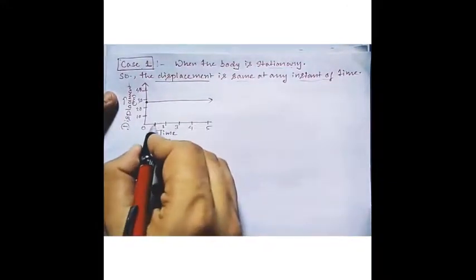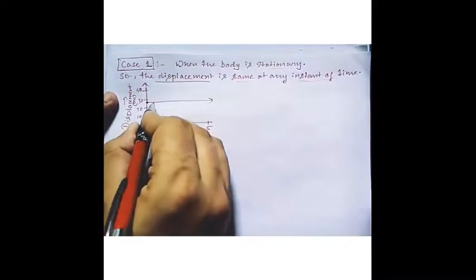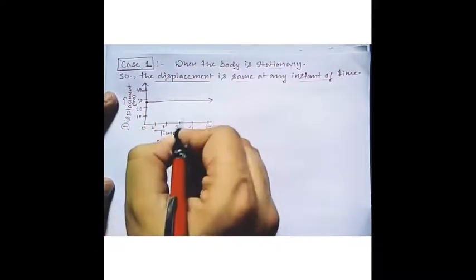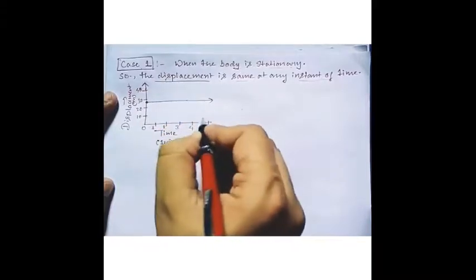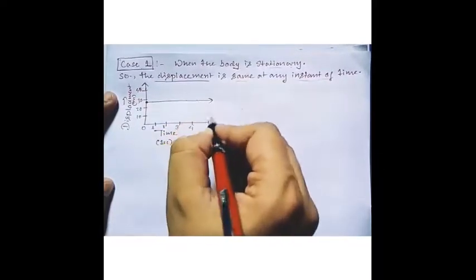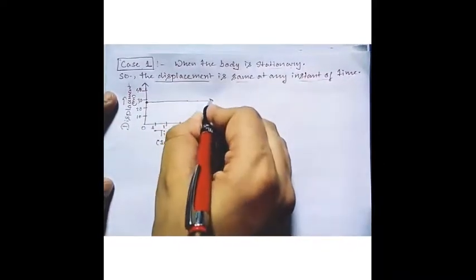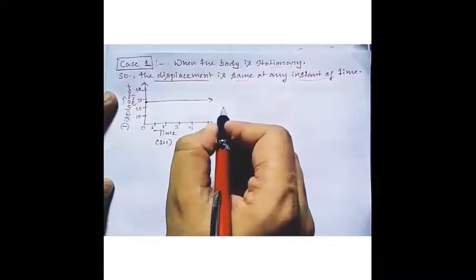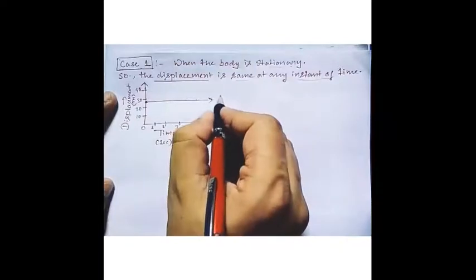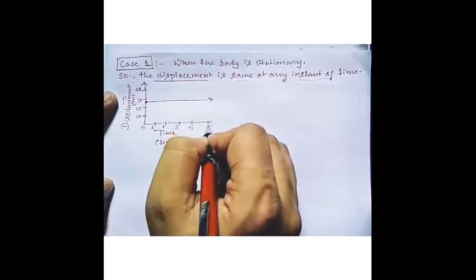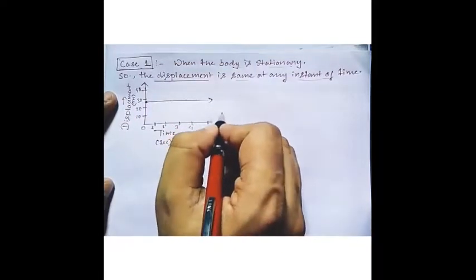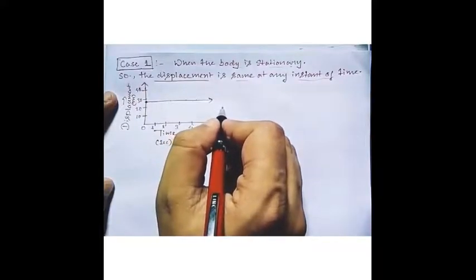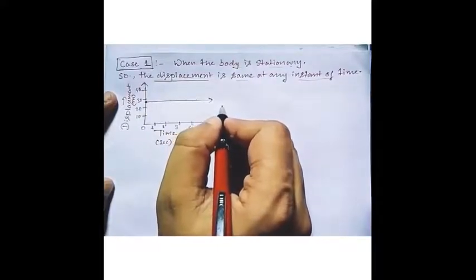Look, when the time is 1 second, the displacement is the same. At 2 seconds, the displacement is the same. At 3 seconds, 4 seconds and 5 seconds, the displacement is the same. So this is the graph which is parallel to the time axis. When you see a graph parallel to the time axis, it means the body is stationary.